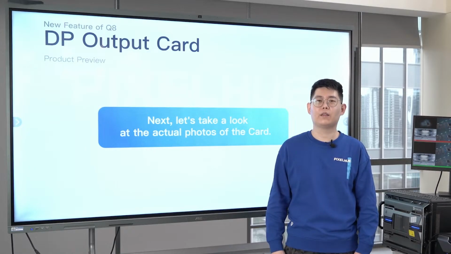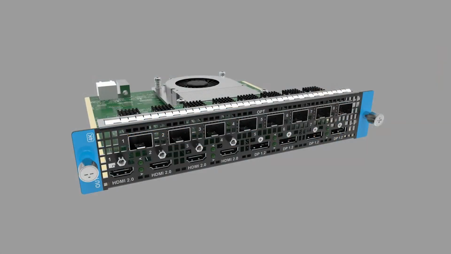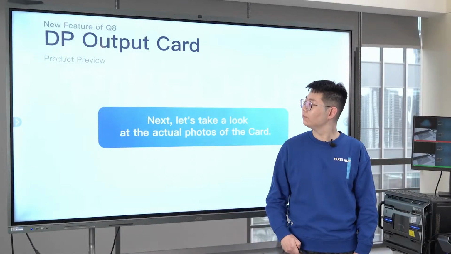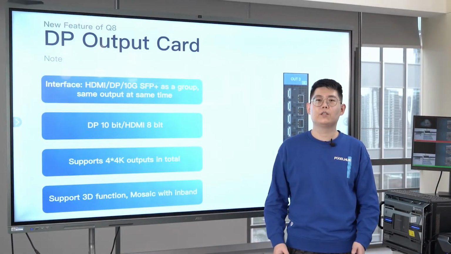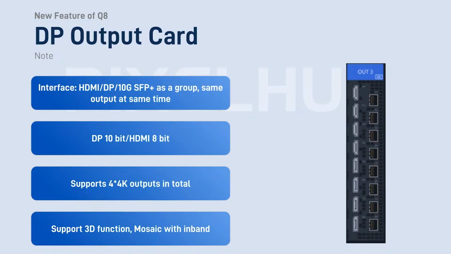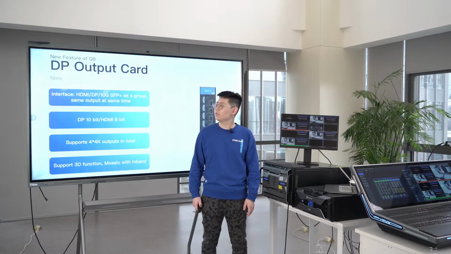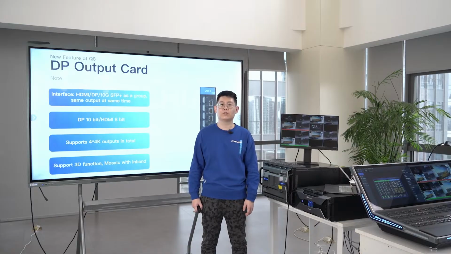Now, let's take a look at the actual photos of the card. Please note, HDMI, DP, 10G SFP interfaces are grouped together, meaning they output the same signal simultaneously. Bit depth for DP is 10-bit, while for HDMI is 8-bit. The system supports 4 4K outputs in total and includes support for 3D functionality and in-band mosaic.